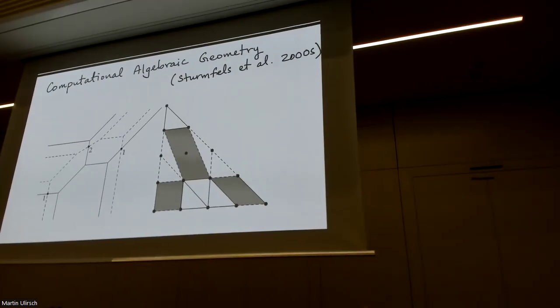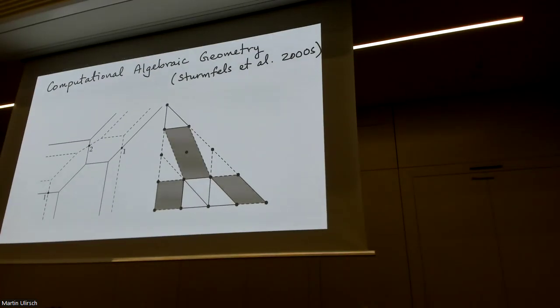At the same time, Bernd Sturmfels was using tropical geometry in computational algebraic geometry.